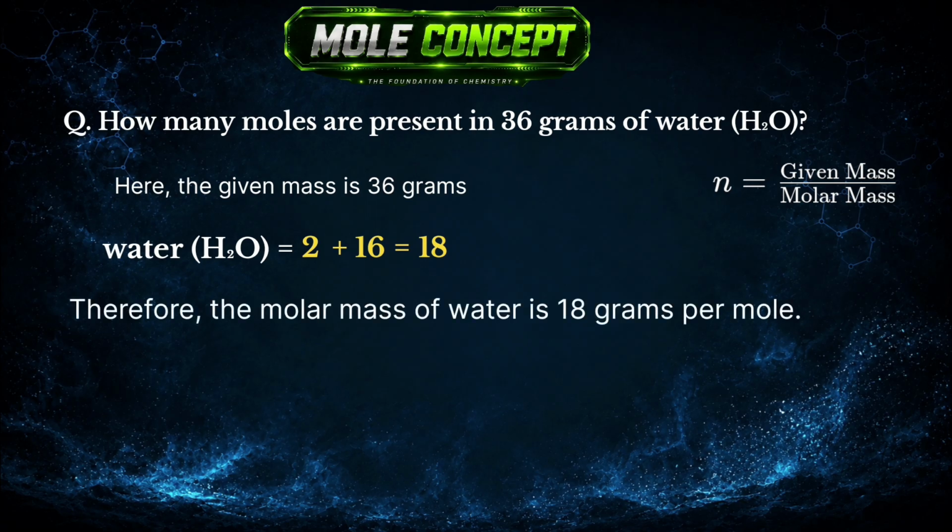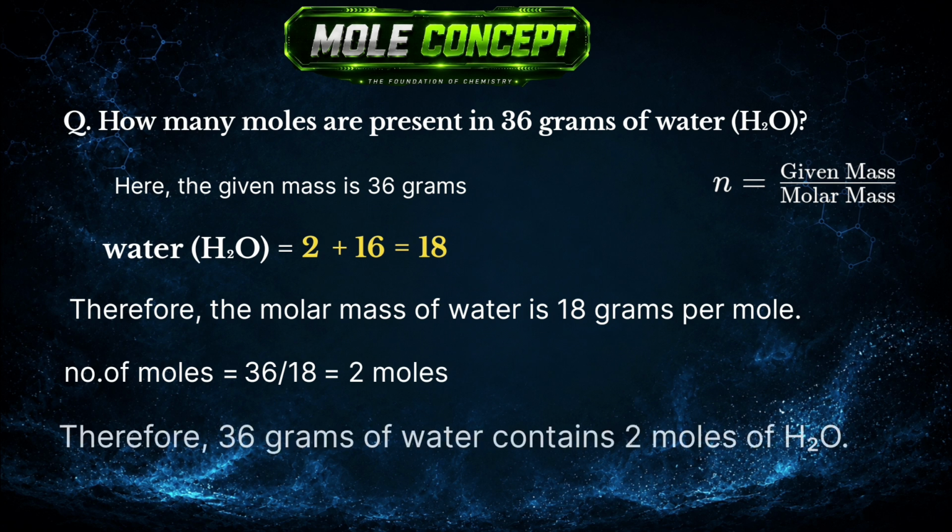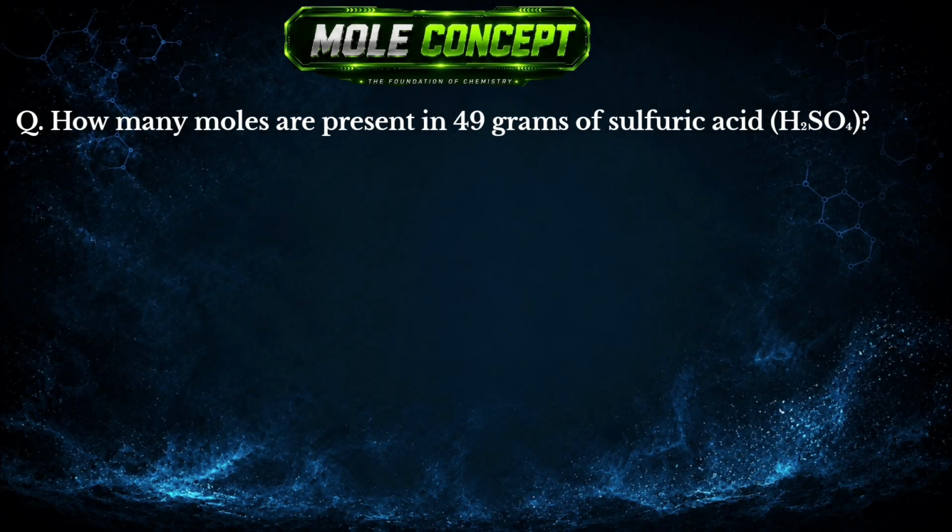Now substitute the values into the formula. Number of moles equals 36 divided by 18. Number of moles equals 2 moles. Therefore, 36 grams of water contains 2 moles of H2O. Great job! By now you've seen that every question follows exactly the same method. Let's solve one final question to make sure this process becomes completely clear. How many moles are present in 49 grams of sulfuric acid, H2SO4? In this question, we need to find the number of moles.